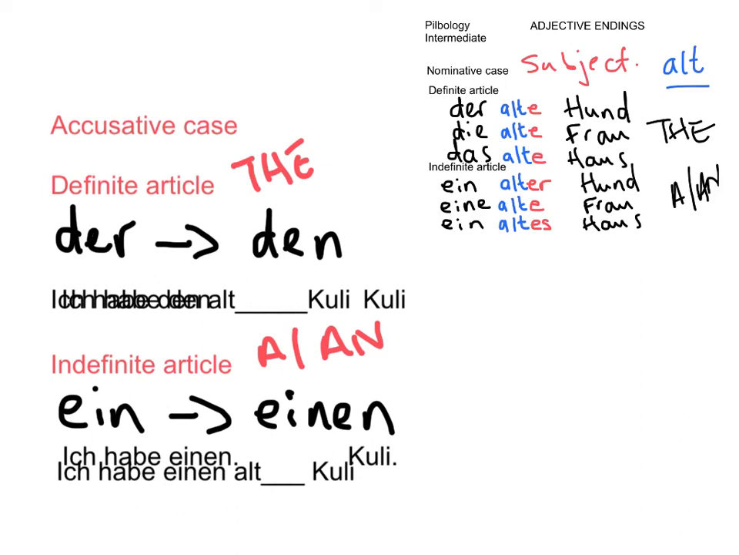So let's glue an adjective in there, and let's stick with the same adjective we've been using, which has been alt. Okay, and quite simply, it follows the same rule with this en ending, and you would end up with Ich habe den alten Kuli. I have the old pen.